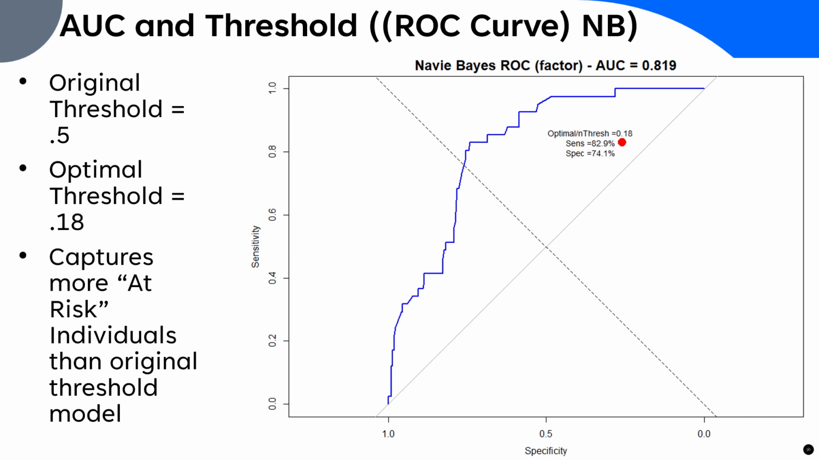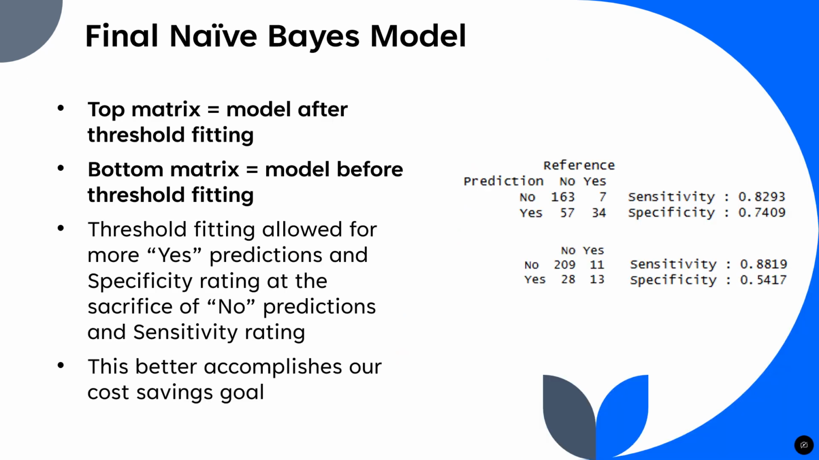Alrighty, so for the first model output here, we had the original threshold, which was 0.5, and then the optimal threshold, which is 0.18, which essentially moves the threshold in which something is denoted as yes or no within the data set. And this allows us to capture more at-risk individuals than the original threshold had modeled. I think the original specificity, which would be the at-risk individuals of leaving, was around 58%.